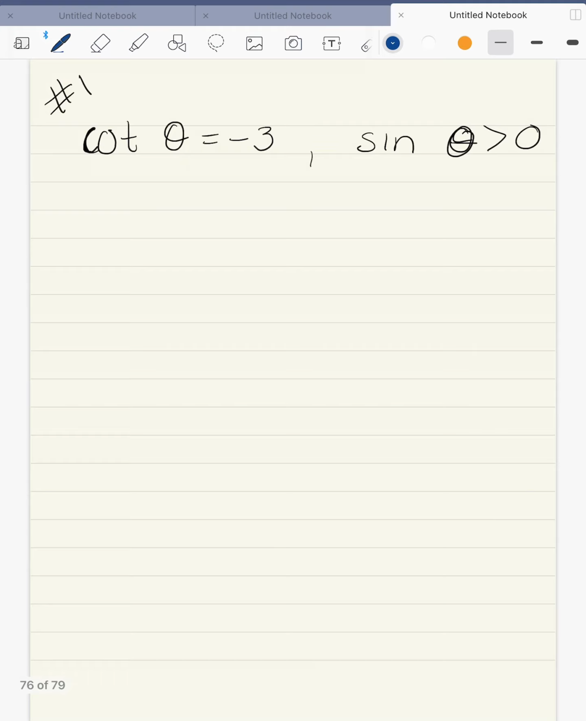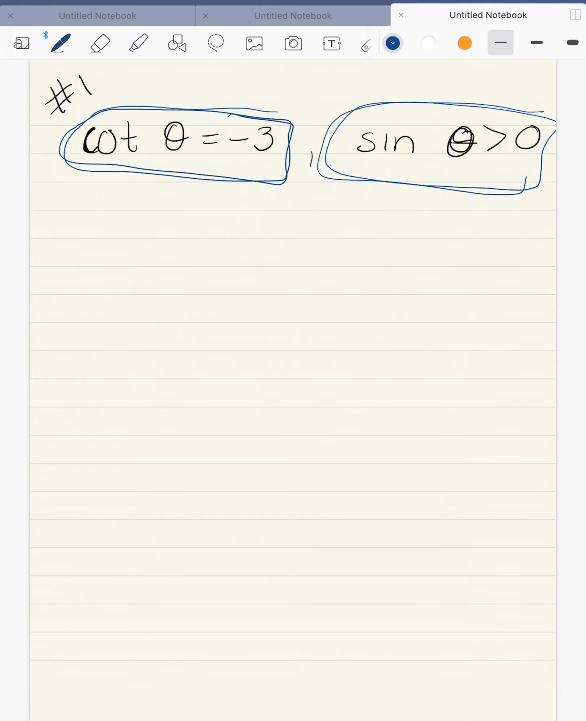So this is another question. We are given cotangent of theta equals -3. Sine of the same angle is greater than 0. So in this case, sine of the angle greater than 0 means that the sign is positive, okay? It's the same thing as greater than 0.